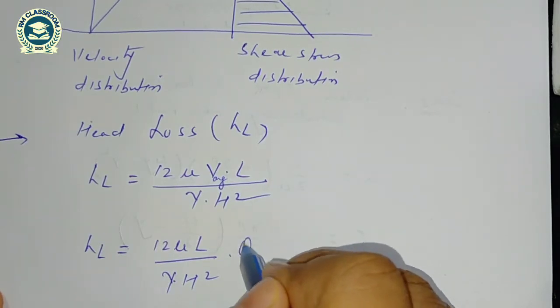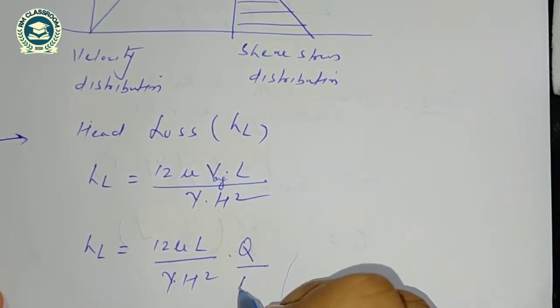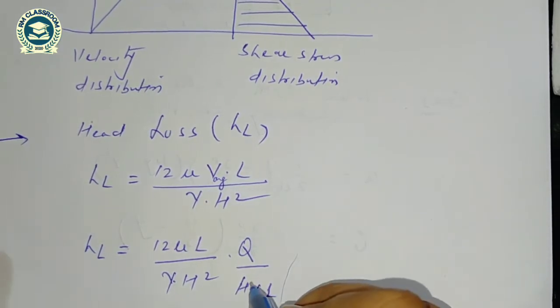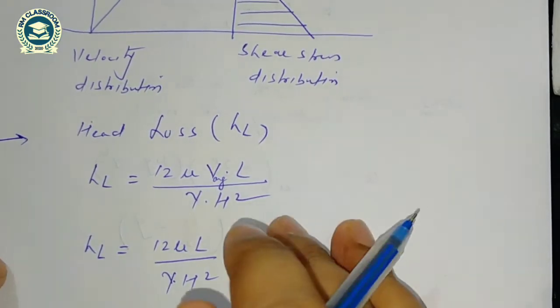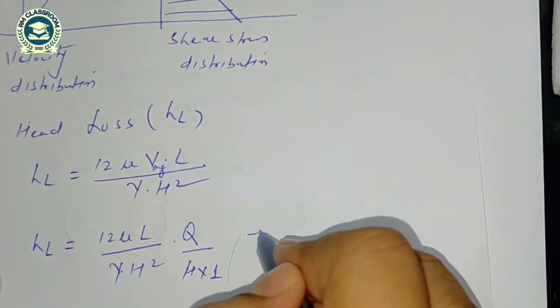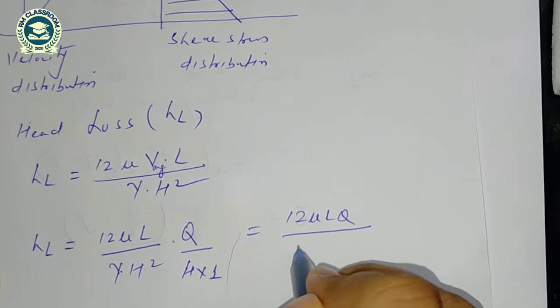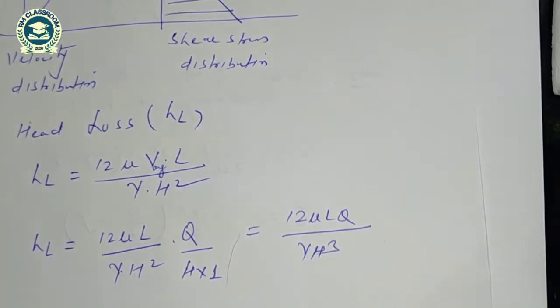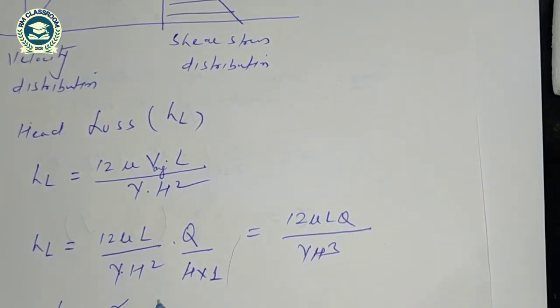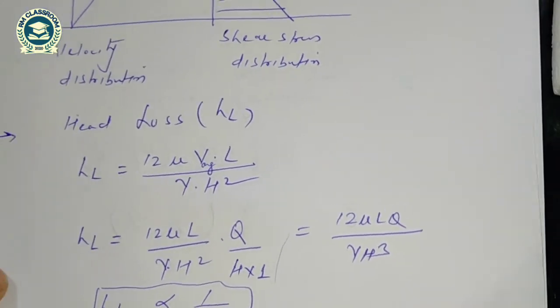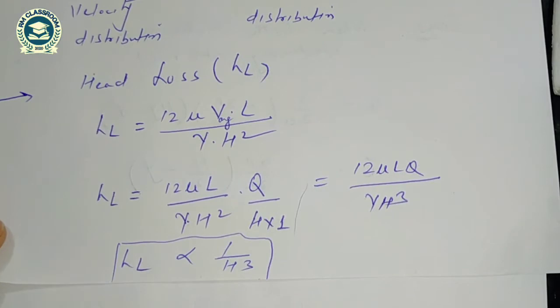discharge per unit area, so Q by H into 1. So here we have seen the head loss is equal to 12 mu L into Q divided by gamma into H cube, or we can write HL is inversely proportional to the H cube, H meaning separation of two parallel plates.